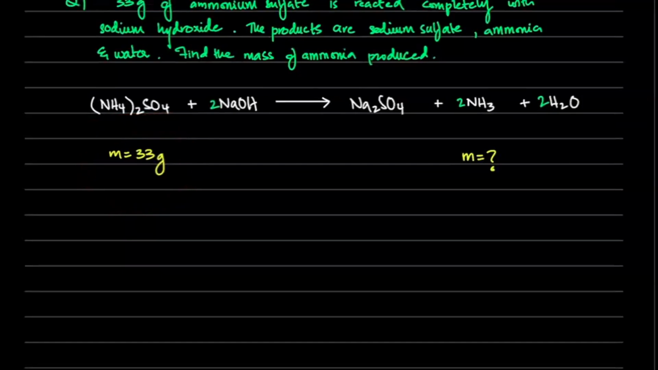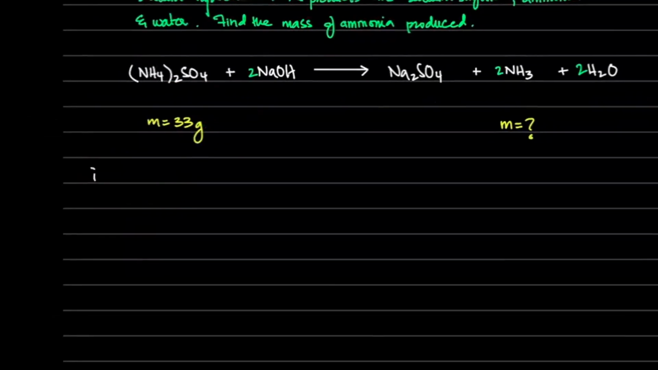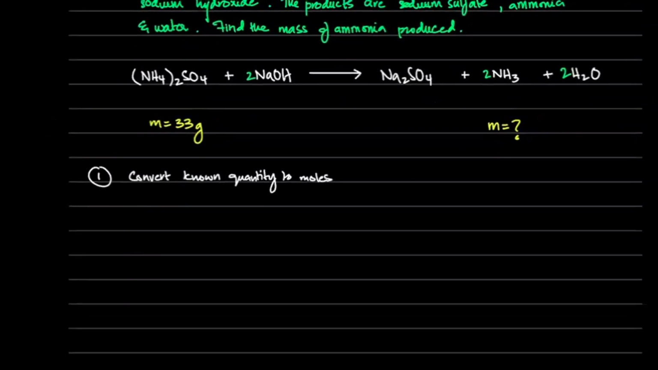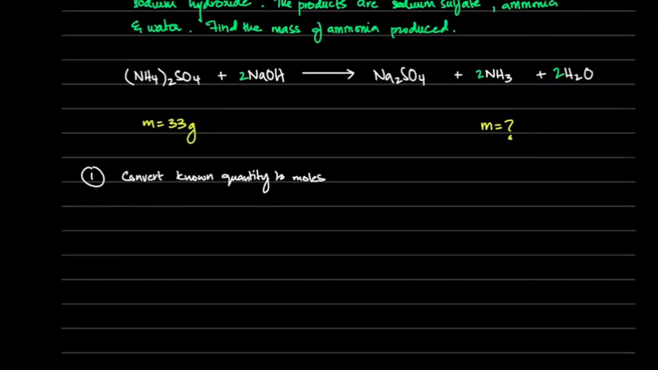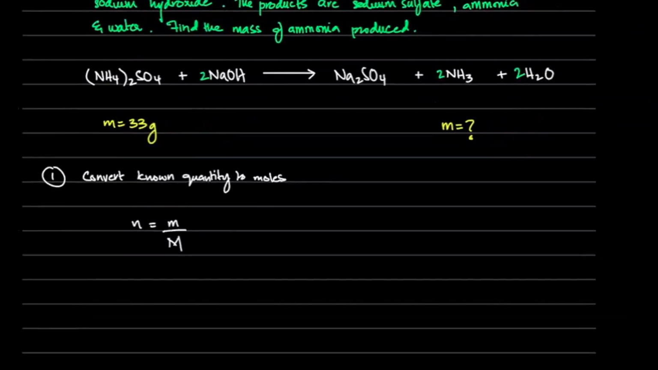So the first step here, remember, is we have to convert the known quantity. I'm going to write these steps down again, okay? And I want you guys to write them down again as well. So convert the known quantity to moles. So what was the first step? We have the number of moles is equal to the mass divided by the molar mass, right? I taught you guys this last time, okay?